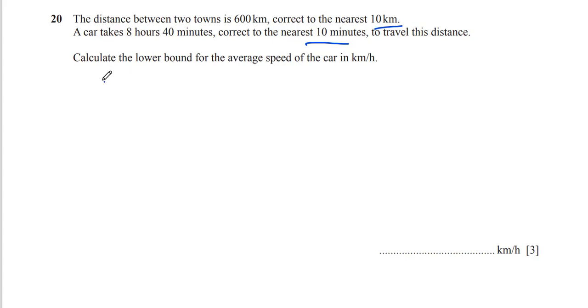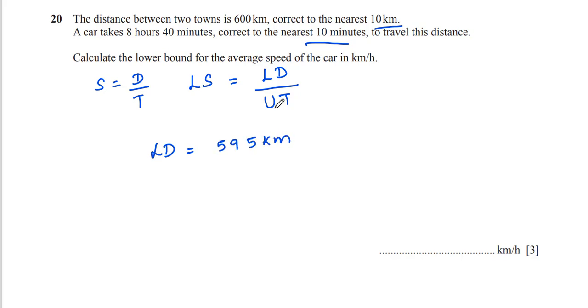Okay. So what is speed? Speed equals distance divided by time taken. They are asking for the lower bound of speed. So we should take the lower bound of the distance divided by the upper bound of the time. So this is 600 kilometers corrected to the nearest 10 kilometers, so the lower bound of distance would be 600 minus 5, so 595 kilometers.